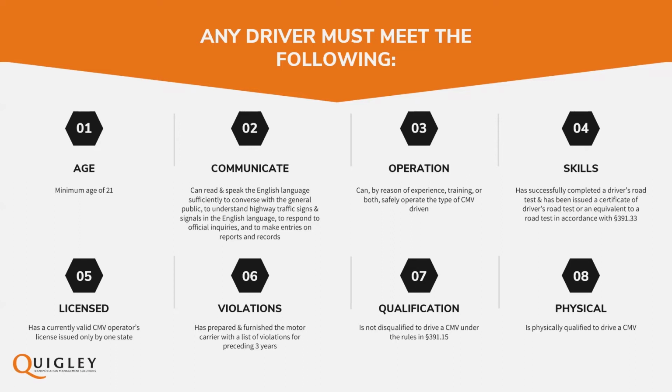On the violation side, they have to provide you at the time of application a list of violations for the preceding 3 years that they've had. Also, ensure that they're qualified to drive under the rules of Part 391.15. And then finally, be physically qualified to drive per DOT regulations.